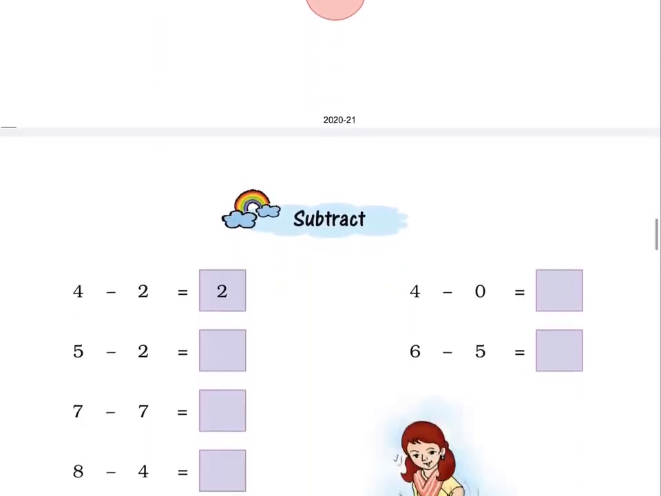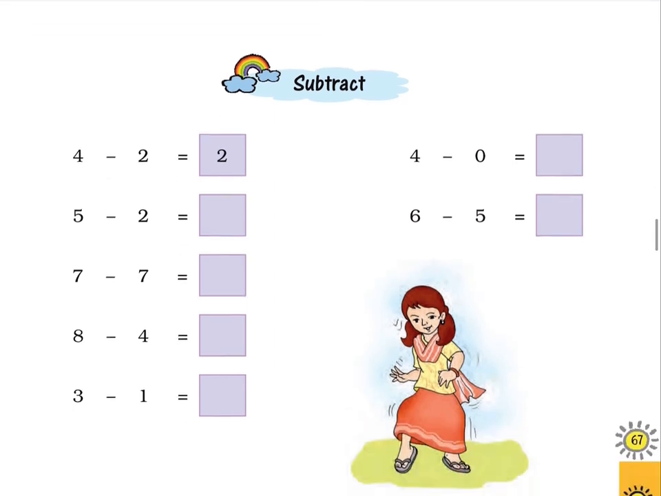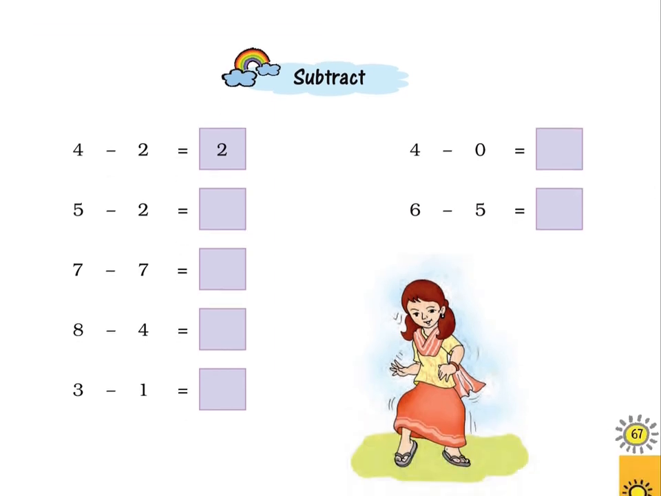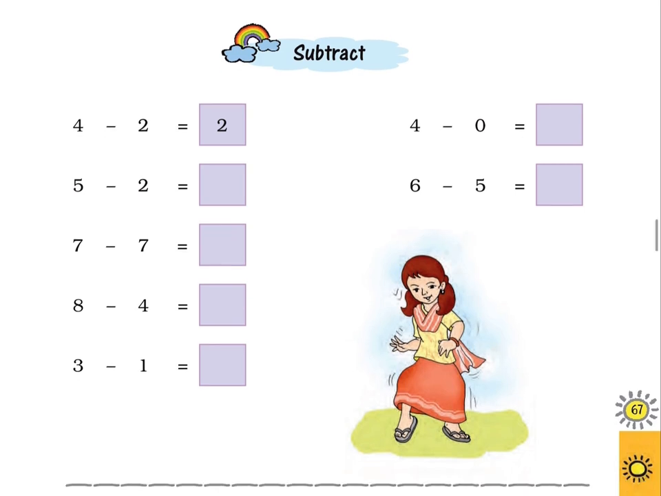Page 67. Subtract. This page is divided into two parts. Each part has some questions. Part 1 questions are given in sleeping line format. Question 1. What is 4 minus 2? The answer 2 is written in the writing space after the sign of equal to. This question is solved as an example.